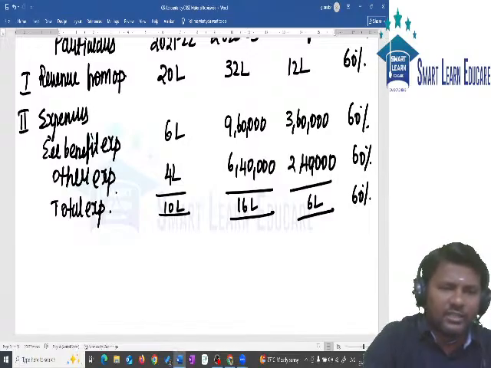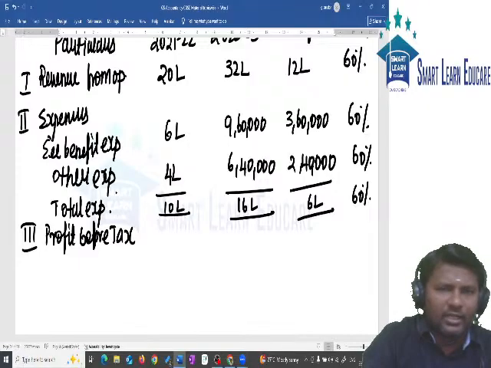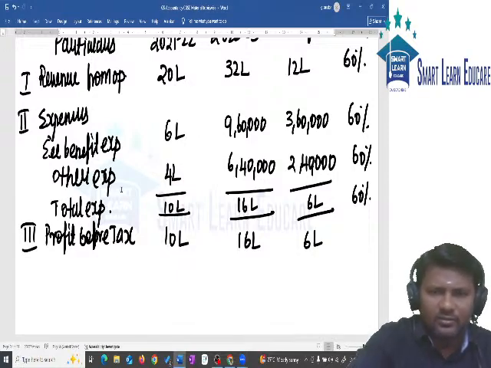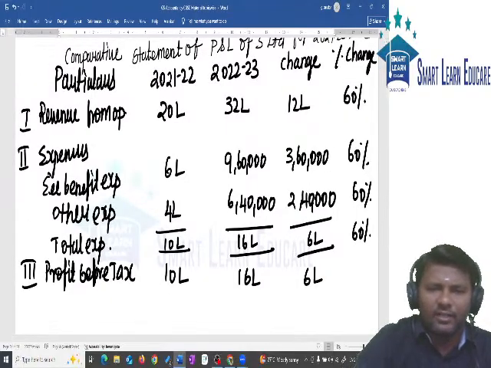So income minus expense will give you profit. This is profit before tax. With the profit before tax, 20 lakh minus 10 lakh will give you 10 lakh. 32 minus 16 will give you 16 lakh. 12 lakh minus 6 lakh will give you 6 lakh. And what is the profit before tax? From revenue, you reduce the expense, you will be getting this profit. So the change is 6 lakh.